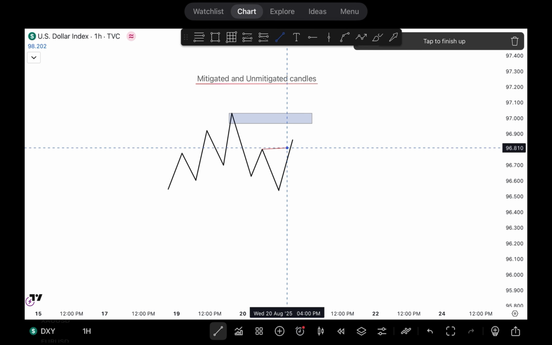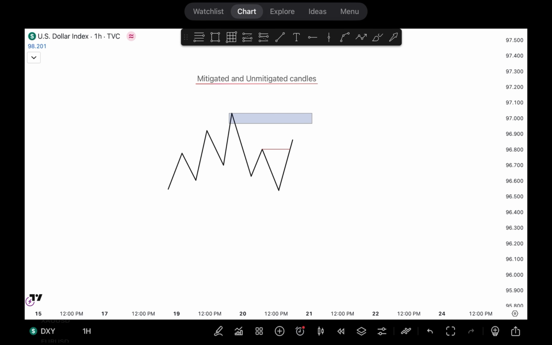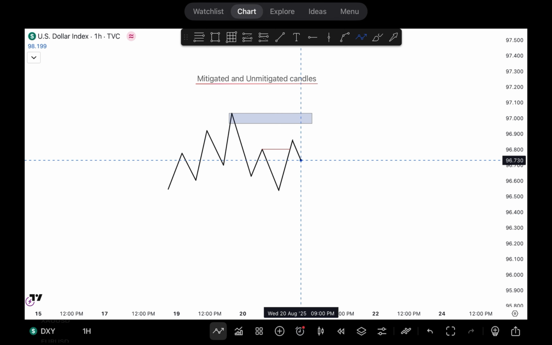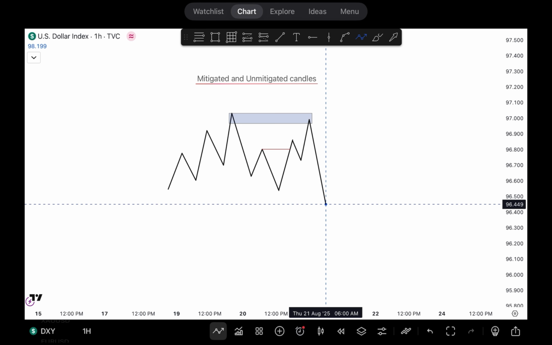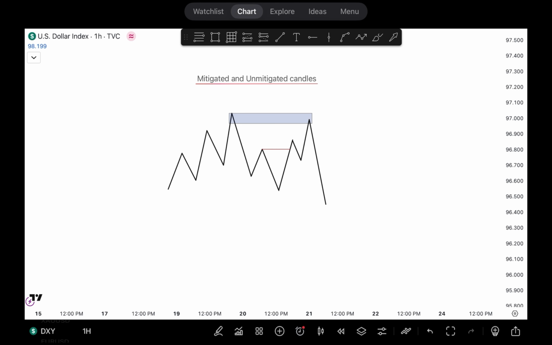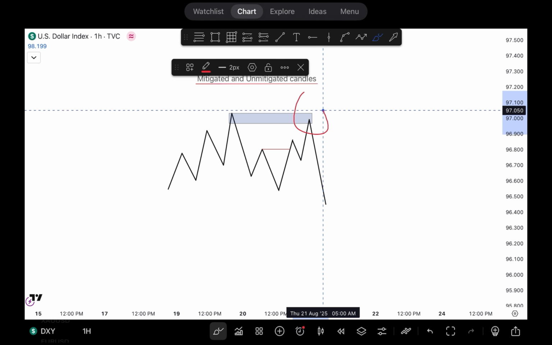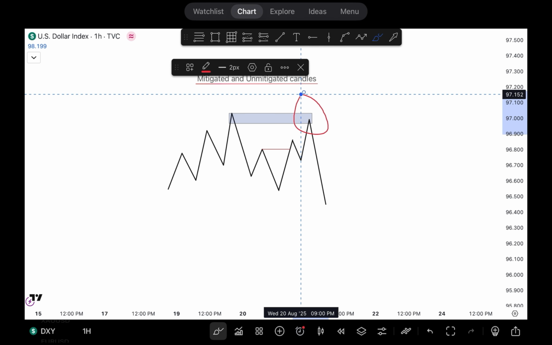Mind you, I am not talking about liquidity in this video. I am just using this as an example, right? So we expect price to do this, come down, do this, and then come down. This area right here, we believe price has mitigated it from there.